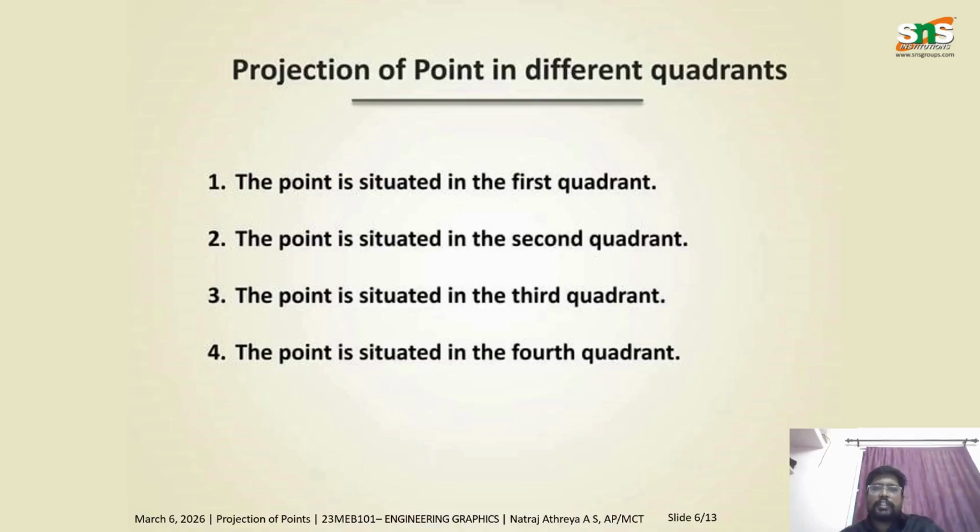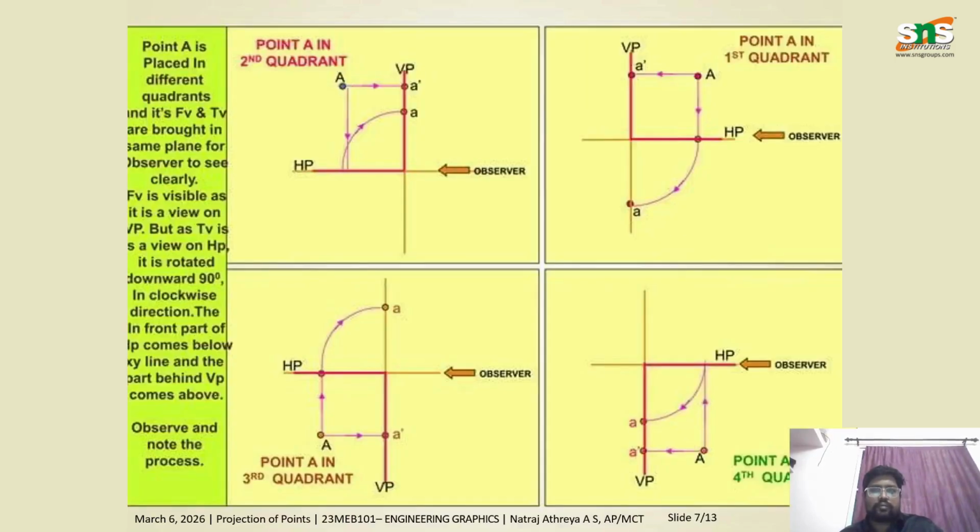So projection of a point in different quadrants. The point is situated in the first quadrant. The different options are that it can be in the first quadrant, second quadrant, third quadrant, or fourth quadrant. So mostly we'll use this one.